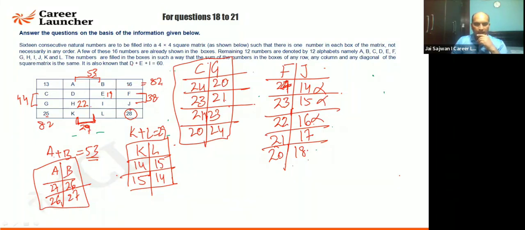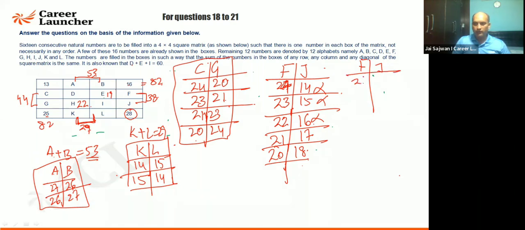So 20 and 18, can it be 20 and 18? I can say 20 is here, but 18 may come. It need not be 20. There's maybe 23 and 21. So I will say, okay, this combination is not possible here. Let's talk about the other one. Can I take 19, 19? No. So what is finally left here for FJ?